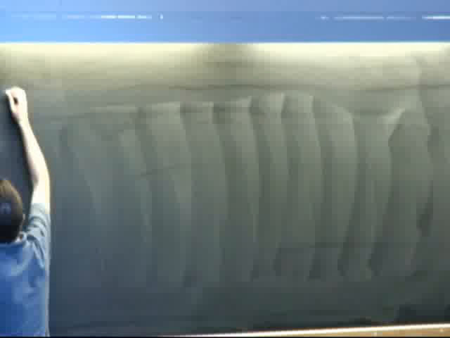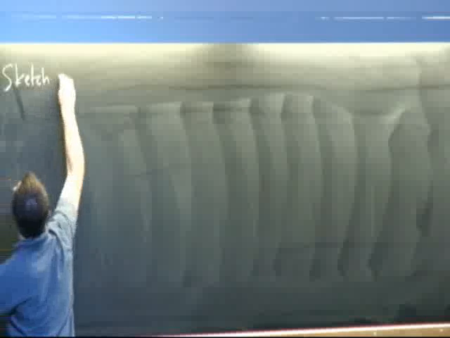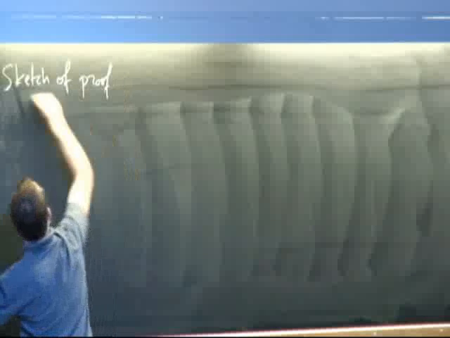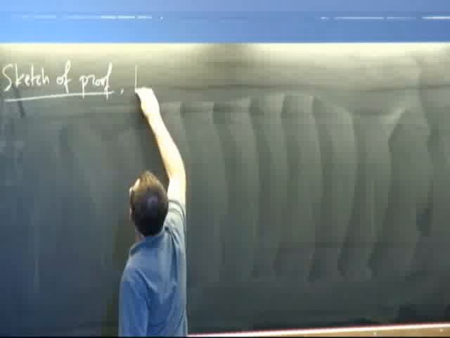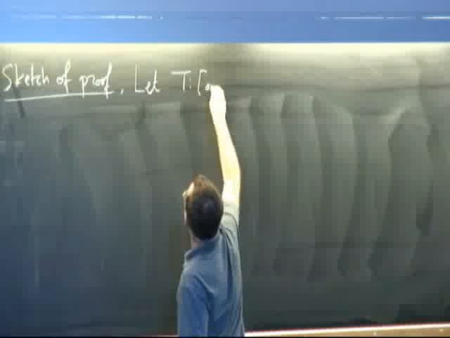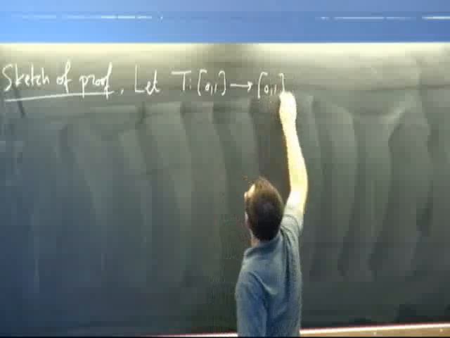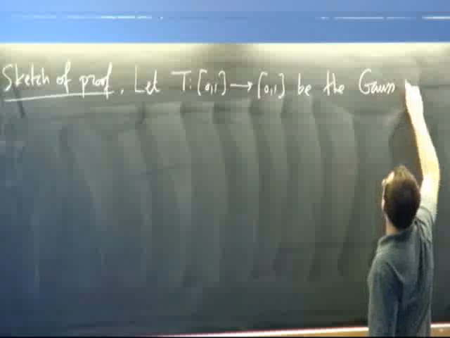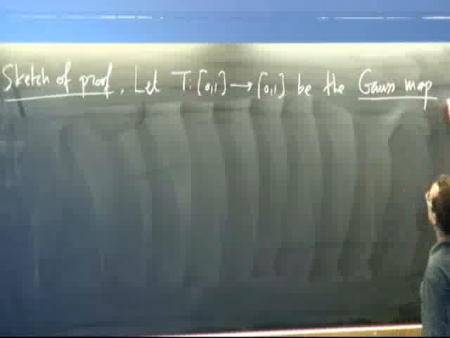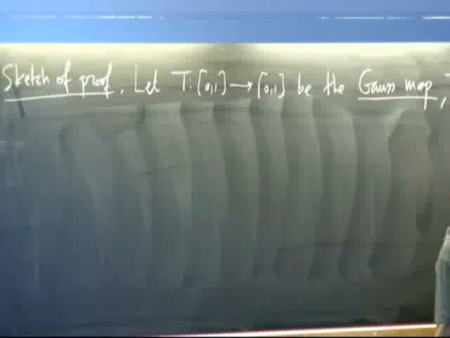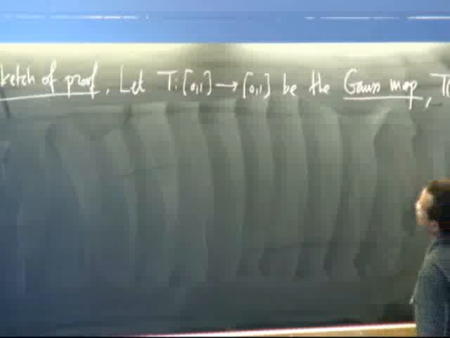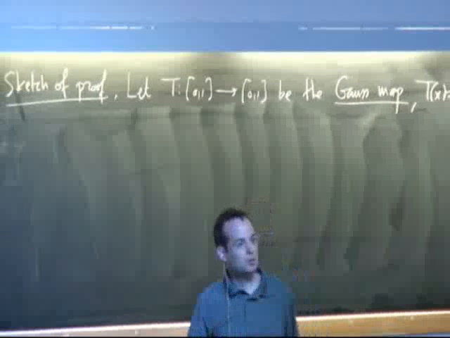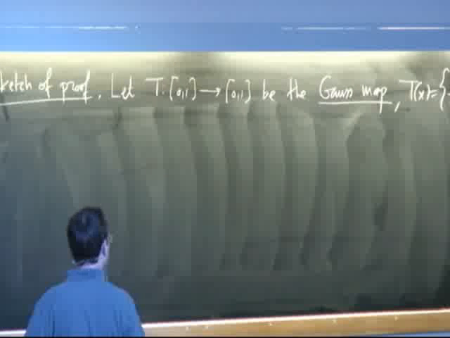So the connection is through the Gauss map, the famous Gauss map. That's probably the reason why the Gauss map was invented. So here's a sketch of proof. Let T be the Gauss map, T of x is the fractional part of 1 over x. So what's the point? Why is this a relevant notion?